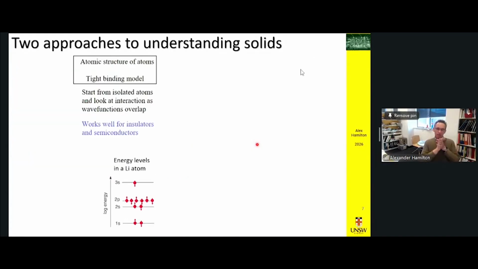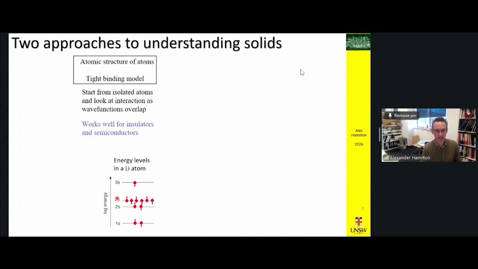So what's the difference between all these different methods, and what are the similarities? And really, when we teach undergraduates, it's easy to see how they relate. We teach them two different approaches to understanding the properties of solids. One is, let's start from something we understand, which is atoms, and then look at how the atoms interact as we put more than one atom together and the wave functions start to overlap. And this is the tight binding model.